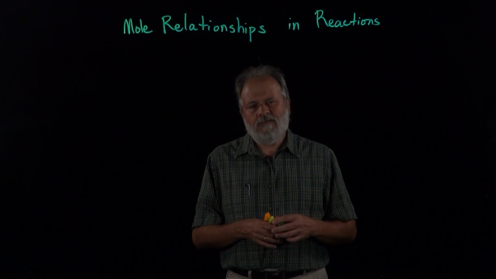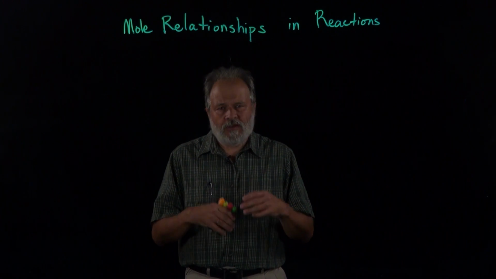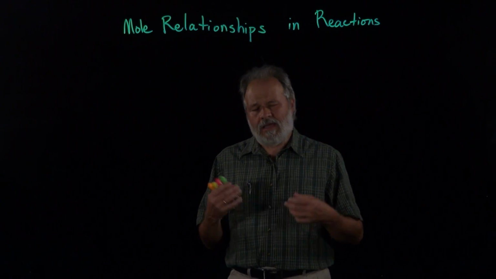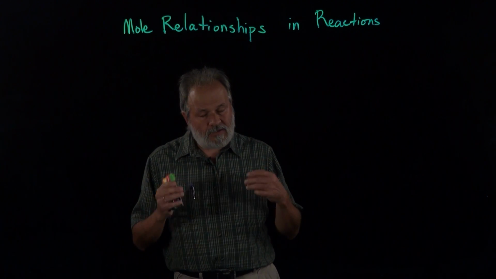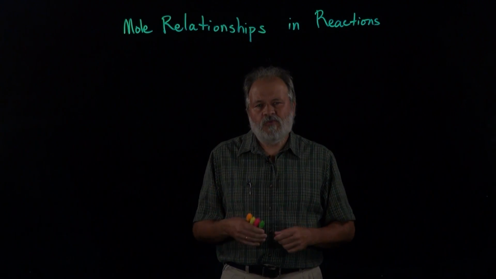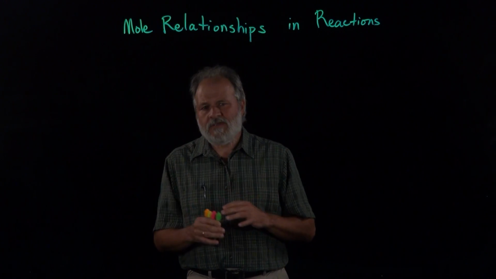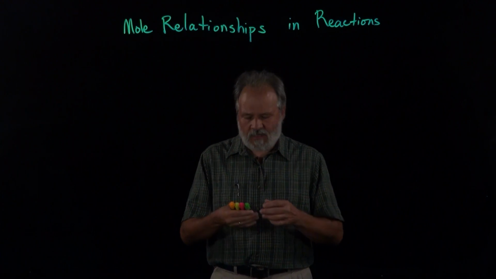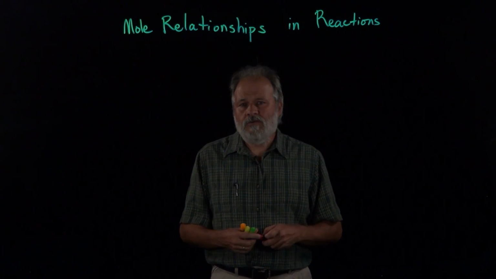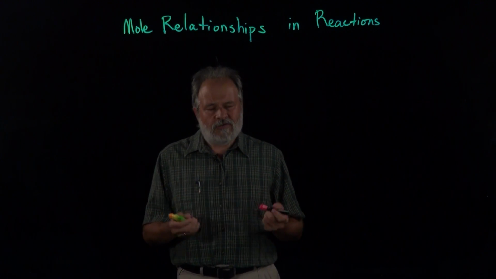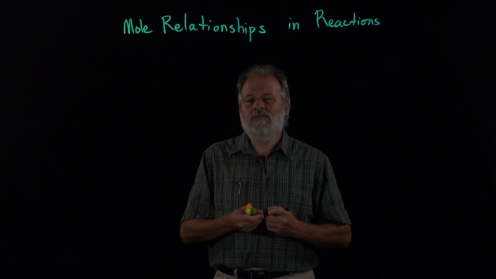So the topic of this video is going to be about how we're going to use the balanced chemical reaction to determine and utilize relationships between number quantities of one substance and another that are both in the same chemical reaction. So we're going to use an example. It's going to follow one of the slides in the lecture notes.